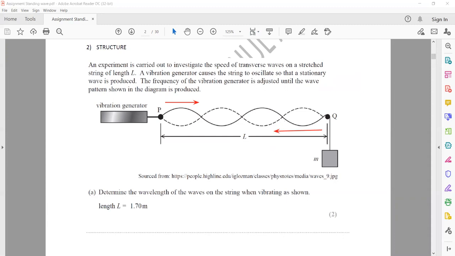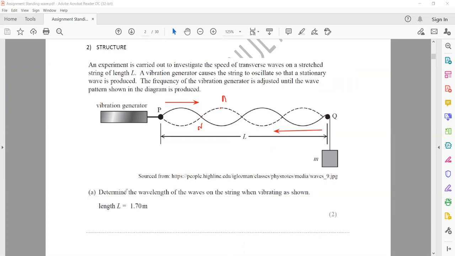In the region where they have high amplitude, it means it's a constructive interference and it will form an antinode. In the region where the two waves completely cancel out the effect of each other, there will be a destructive interference and we will have a node. So this is the antinode and here this will be a node.